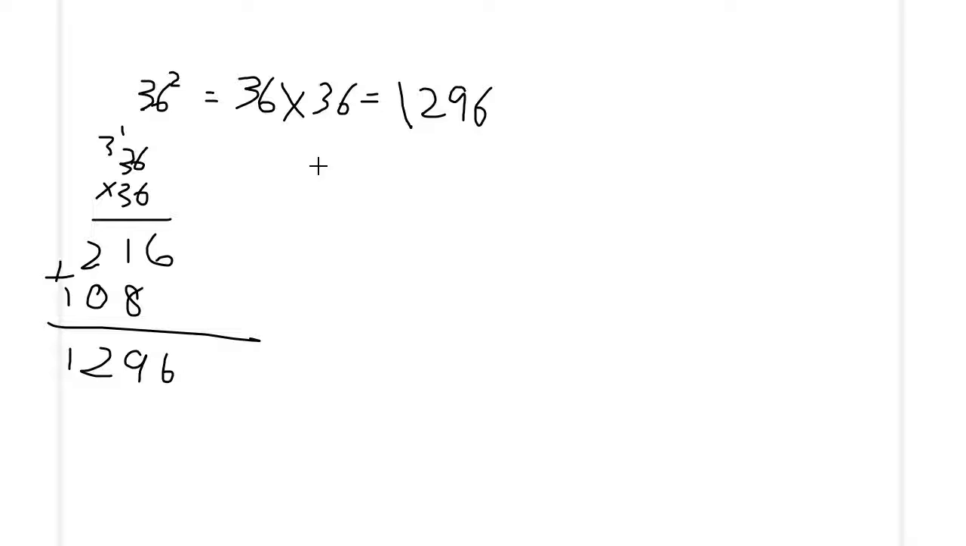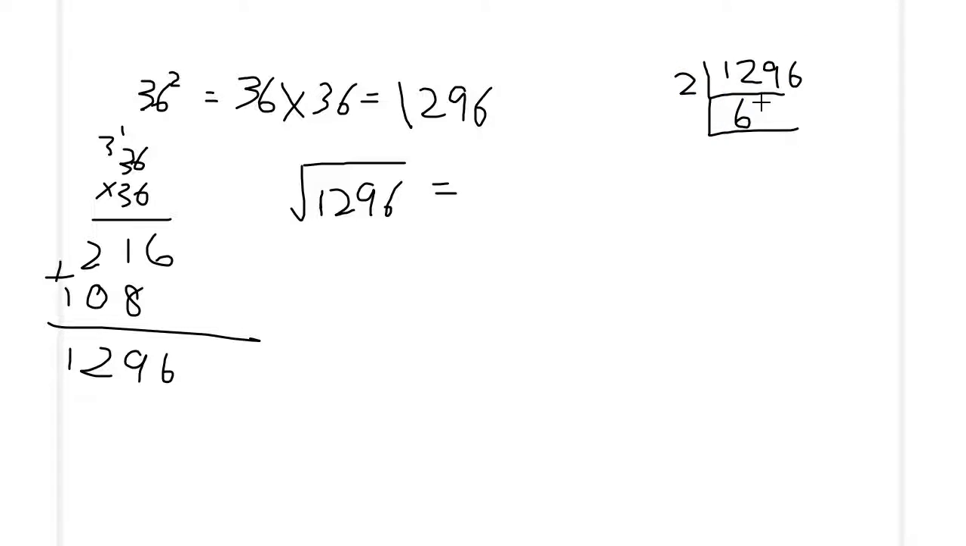Okay, so how about square root for a large number? So let's say we square root this number here, 1296, right? What is the answer? We can't do anything of this sort here, right? So what we can do is to make use of prime factorization. So as before, we will do the prime factorization. So we break down into smaller numbers.